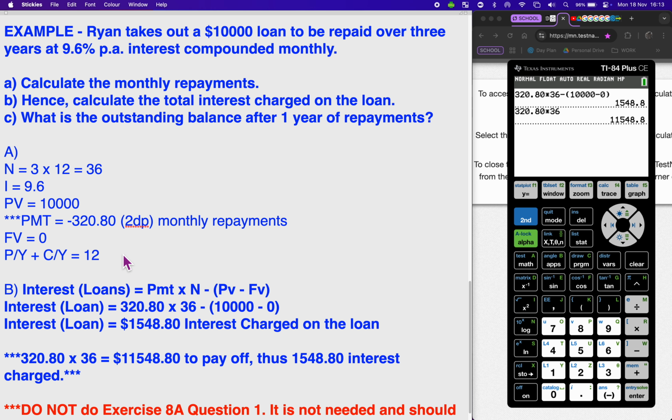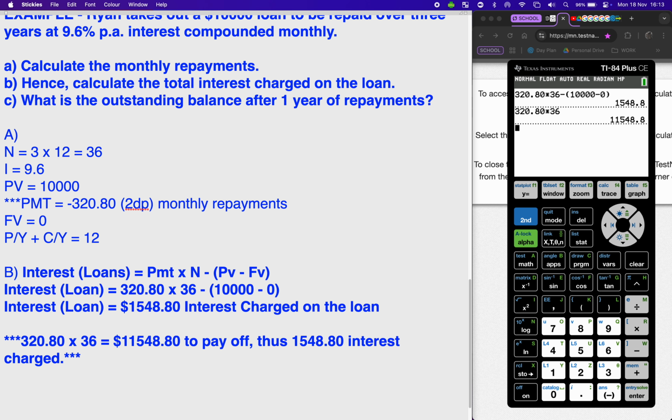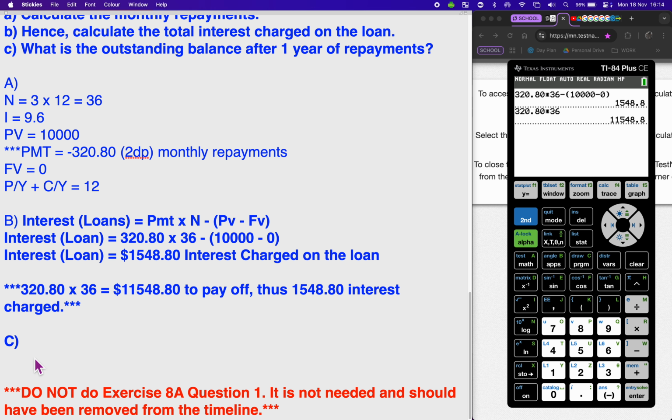Alright, just to show you how that loan works. You don't have to do this part in the star. I just want to show you how this comes about, because that formula is just a formula. And then lastly, C. At year 10, you don't have to answer questions like this, but because I've shown you how to use TVM Solver, you can actually do more technical stuff like this, so I might as well show it to you. What is the outstanding balance after 1 year of repayments?